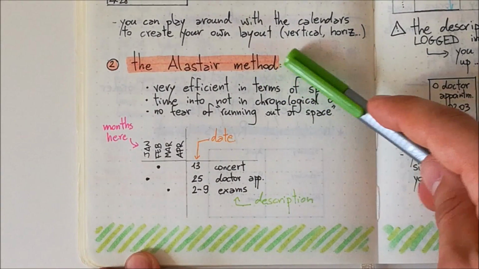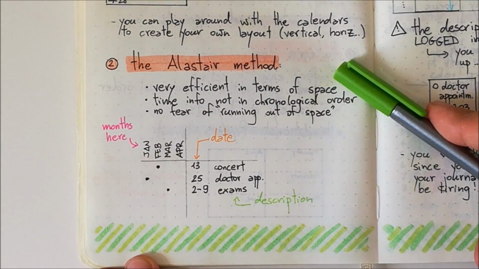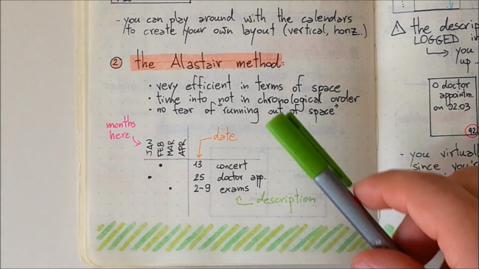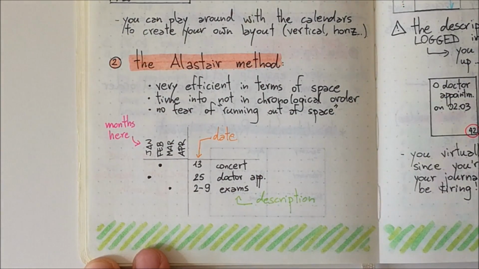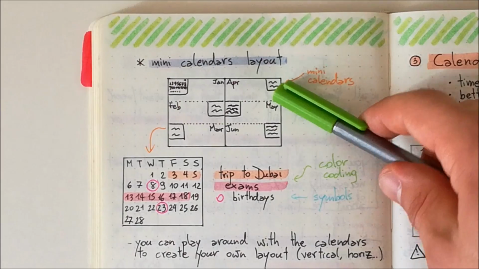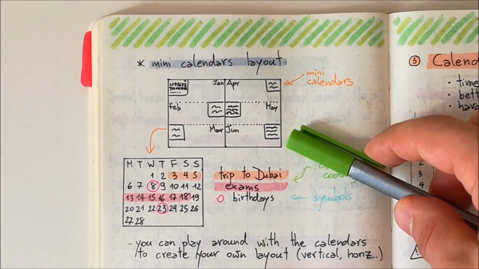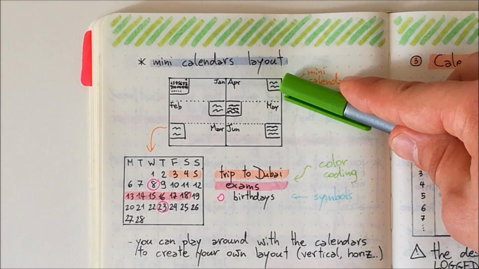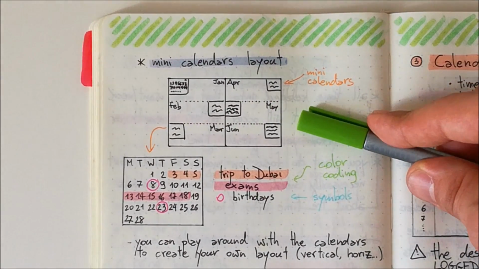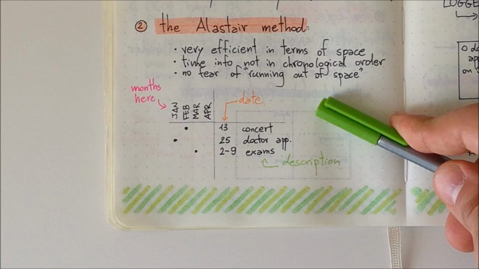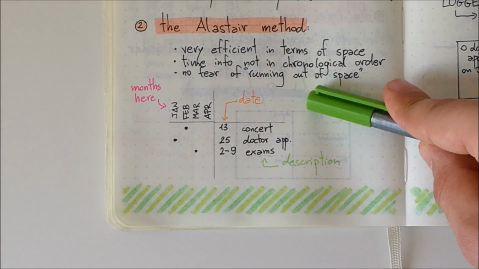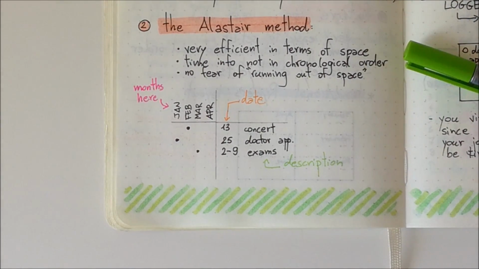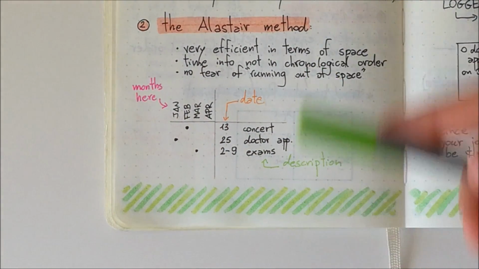Moving on, we have the Alastair method for future logging. This is very efficient in terms of space, and in general, you do not have a fear of running out of space. The problem with this kind of spread is that if you do have a lot of things to log in, you may end up not having enough space. Here with the Alastair method, you do not have that fear because you don't have a specific area of your page only for 1 month. Rather, you just log the information as it comes.